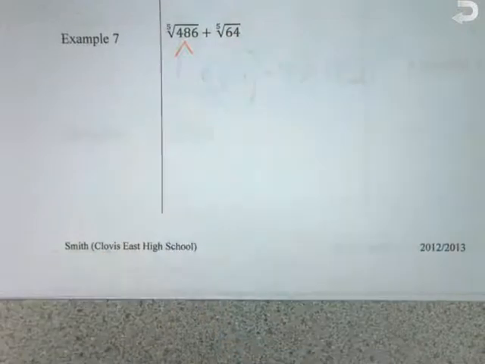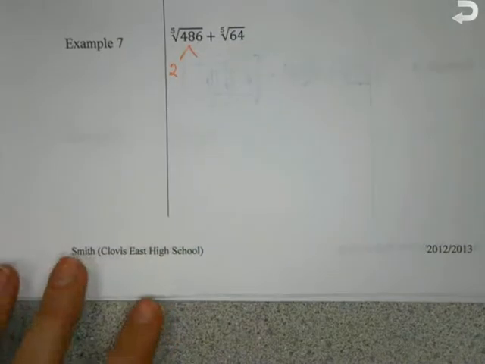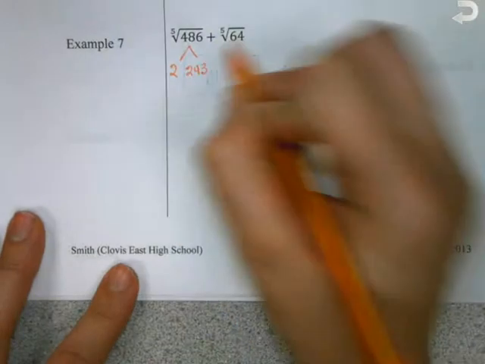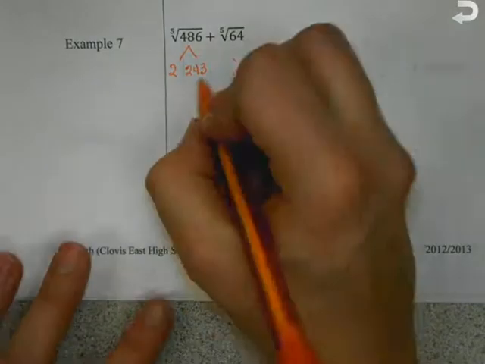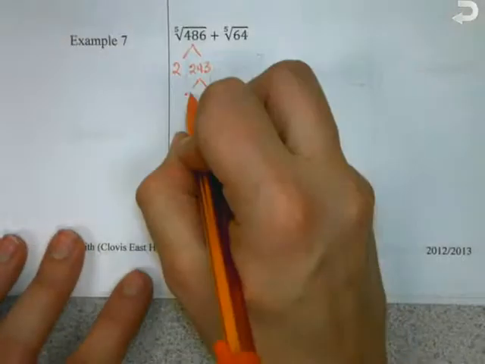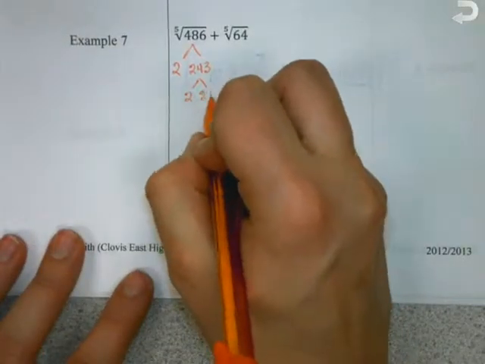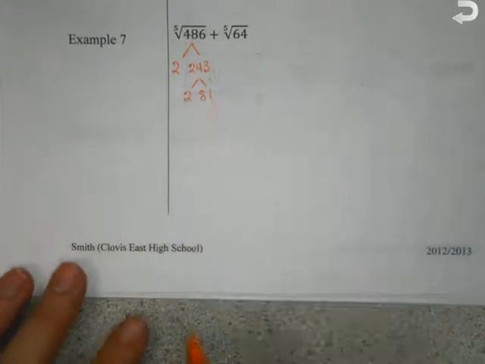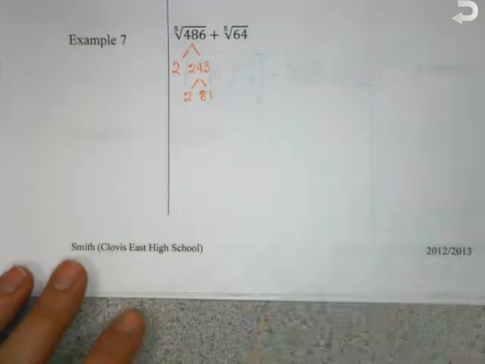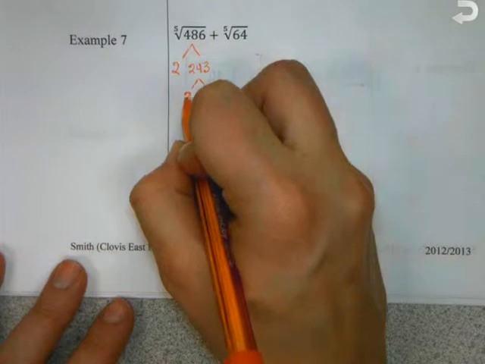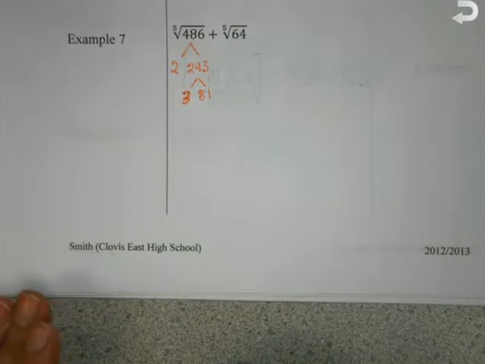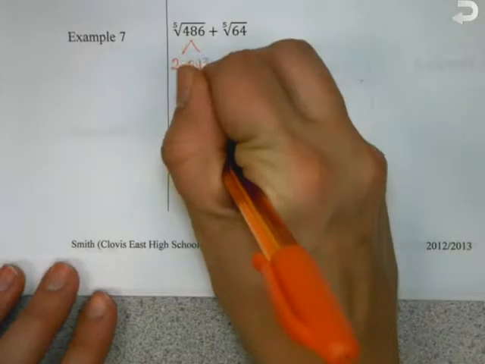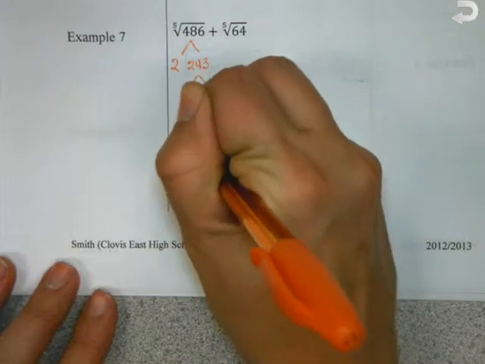243 is 3 and 81. There's a 2 in there, I know. 2 and 243. 243 is 3 and 81. 81 is 9 and 9, and that is 3 and 3 and 3 and 3. So this is the fifth root of 2 times 1, 2, 3, 4, 5, 3 to the 5th.